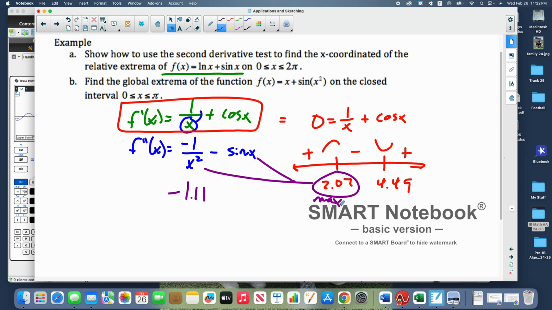If I took this 4.49 and plugged it in, I got 0.975, which is a positive value. So that's going to be working opposite. I'm going to think minimum when I see that. Okay. Again, I like my number line over there. I only did that last little bit because it said to use the second derivative test to find that.